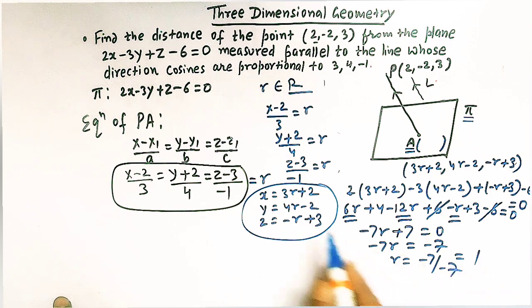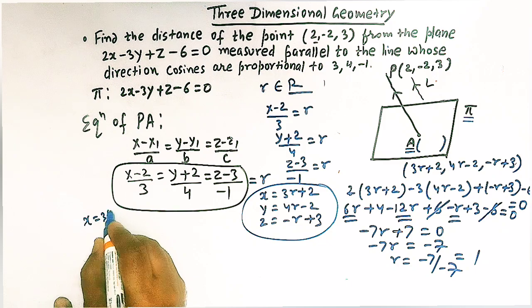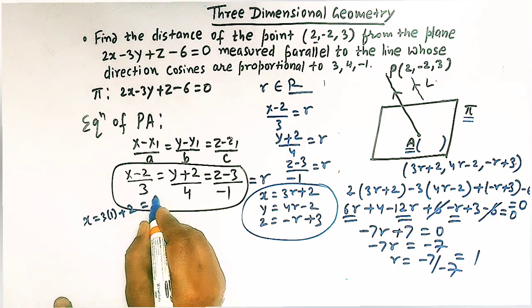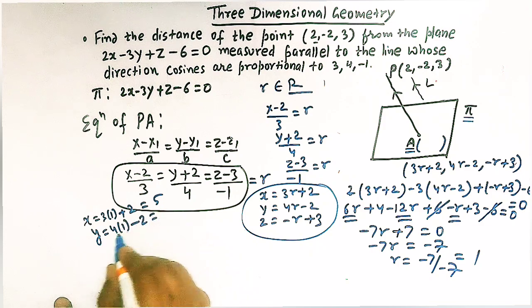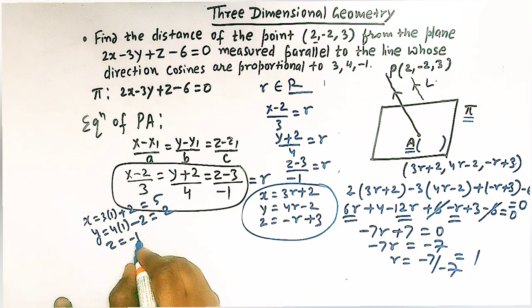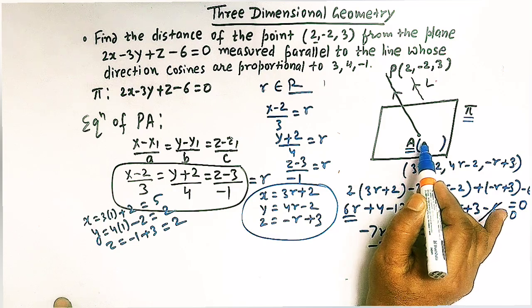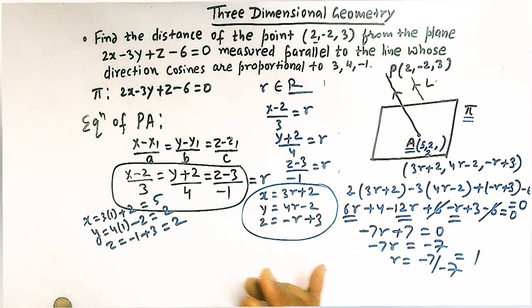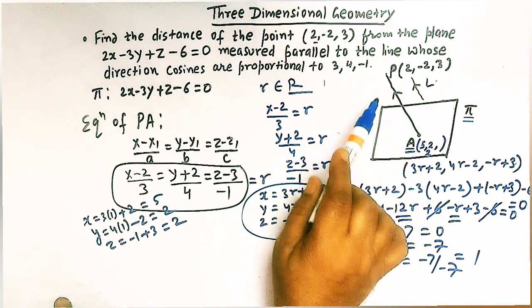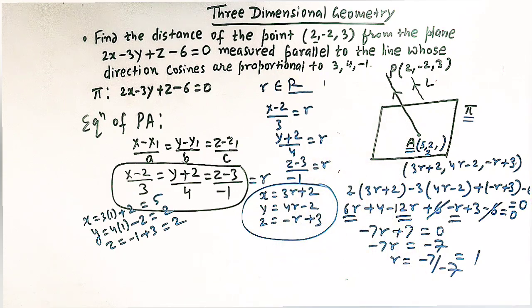So now taking r equal to 1 in this coordinate, we have x is equal to 3 times 1 plus 2, that is 5, and y is 4 times 1 plus minus 2, that is 4 minus 2 is 2, and z is minus 1 plus 3, that is 2. So we have the coordinates of A as 5, 2 and 2. So now we can easily find out the distance, that is PA, by using distance formula.